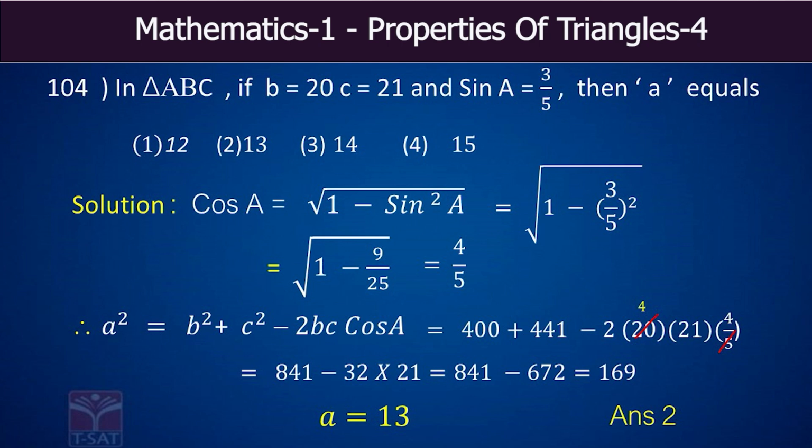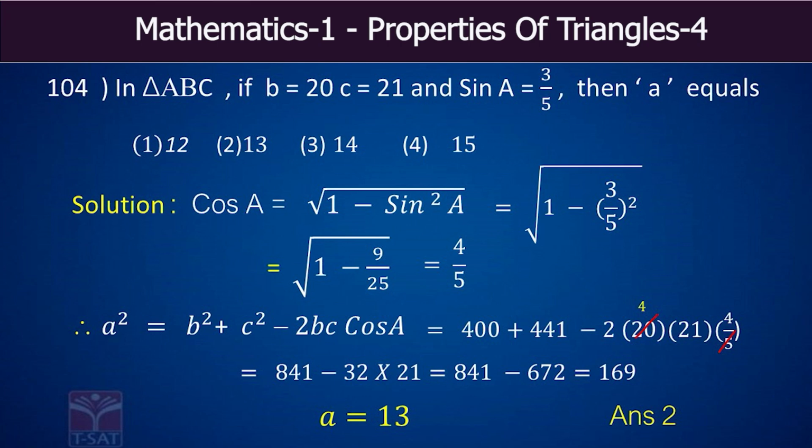In triangle ABC, if B is equal to 20 and C is equal to 21 and sin A is equal to 3 by 5, then the side A equals 1, 12, 2, 13, 3, 14 and 4, 15. Now you know that cos A is equal to root of 1 minus sin square A, which is root of 1 minus 9 by 25, which is 4 by 5.